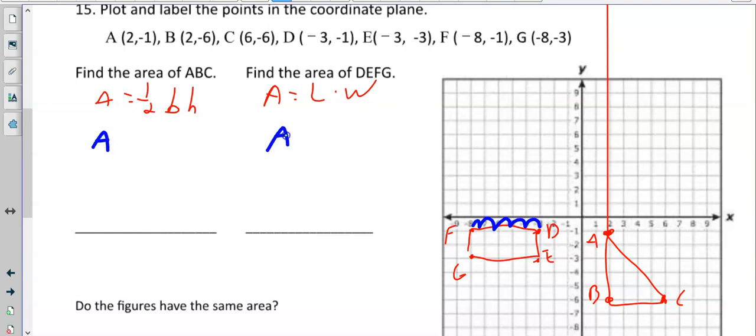Whoops, I'm on the wrong one. Area equals 5. My width is 1, 2. Looks like a 3, but you know what I'm doing. I'm counting this way. 2. So my area is 10 square units.